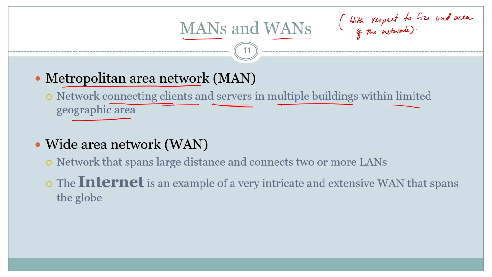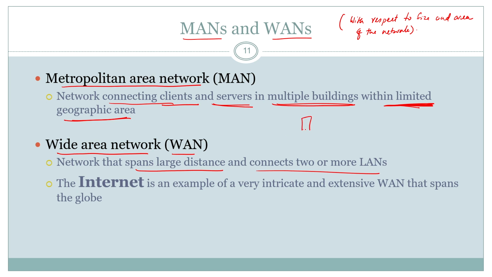So, that kind of an architecture is typically called a MAN, metropolitan area network. It has multiple servers and clients in multiple buildings, and they are all connected, but within a limited geographic area. That is a critical component. On the converse side, the wide area network, also known as WAN, is a network that spans large distances and connects two or more LANs. So, you can think about multiple LANs in a different way.